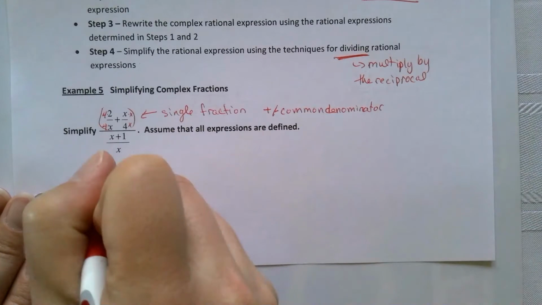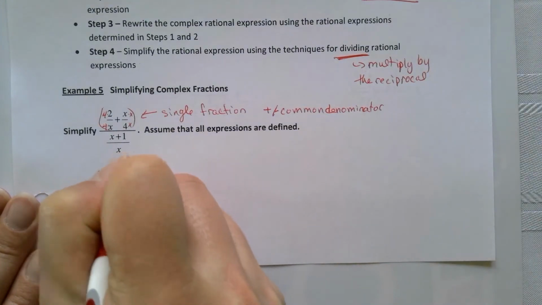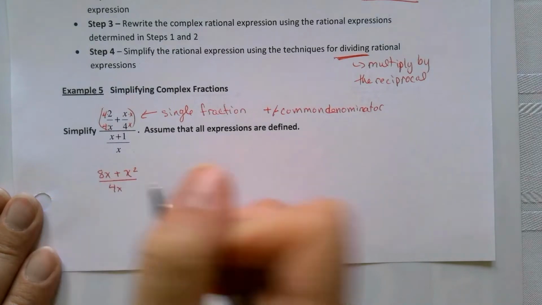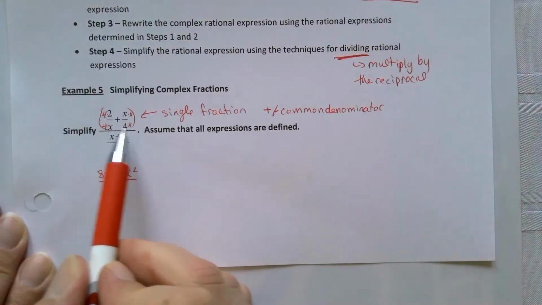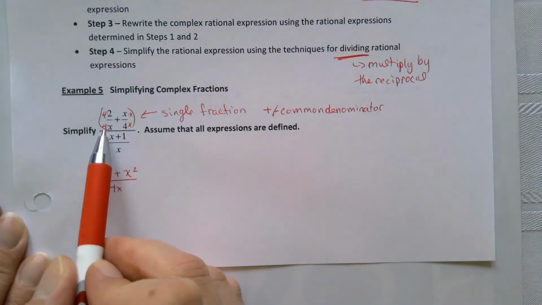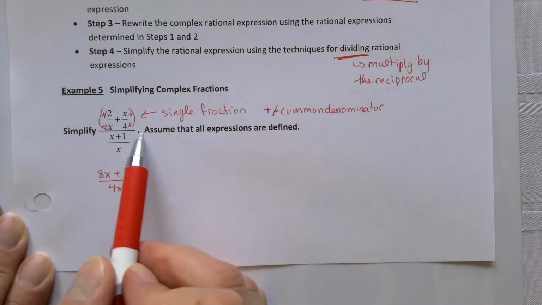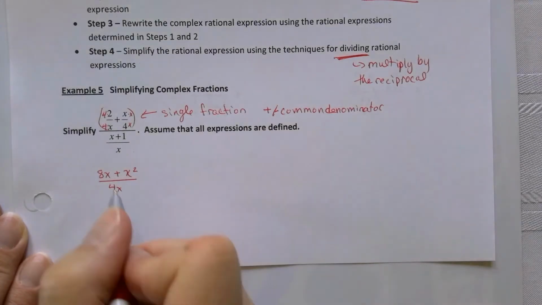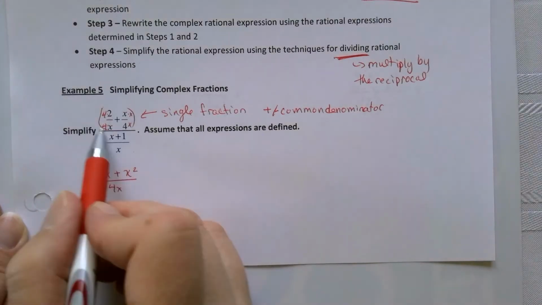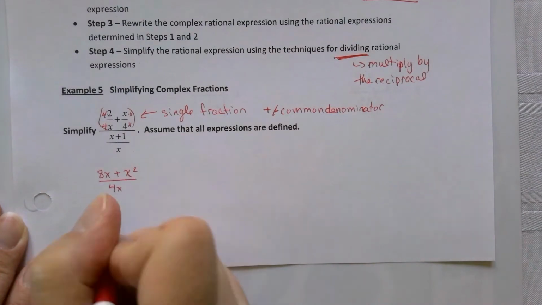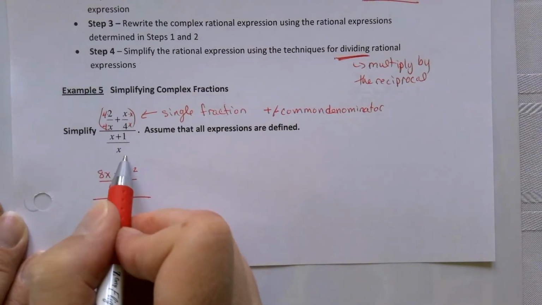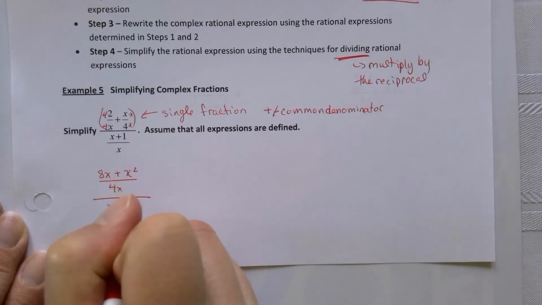So my numerator is 8x plus x squared, and my denominator is 4x. So again, I built the common denominator, and whatever I did to the bottom, I did to the top. So previous lesson being used, as well as just prior knowledge of fractions. So now that I have my numerator, that was step 1 written as a single fraction. Step 2 in our steps is to write the denominator as a single fraction, and it already is, so I don't have to do that work.